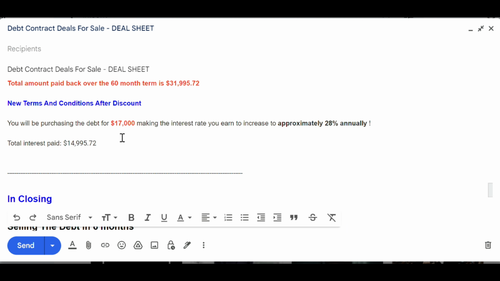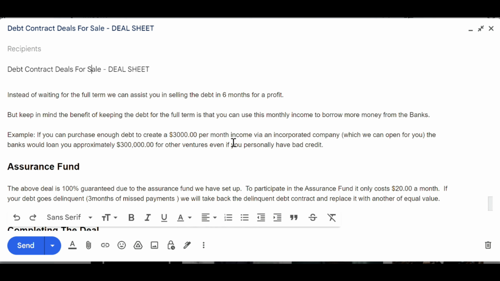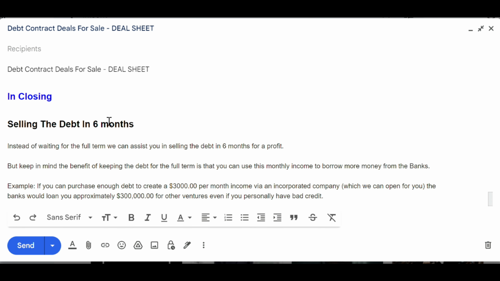Now keep in mind, again, these discounted prices are negotiable. If you got it for 15, this would bring this up to probably 39, 40% annual return, okay? So that's how it works. Now, keep in mind, we just went through all these deals, and this is a deal sheet. On every one of these deals, as I said before, they're an asset, so you can sell them, right? Instead of waiting the full term, we can assist you to sell the debts in 6 months, and you'd make a small profit, maybe buying it for 15 and selling it for 17, right?